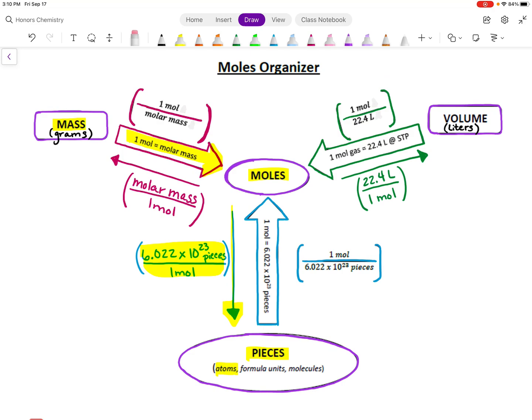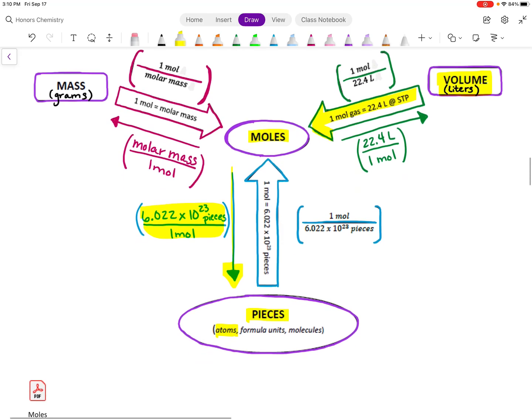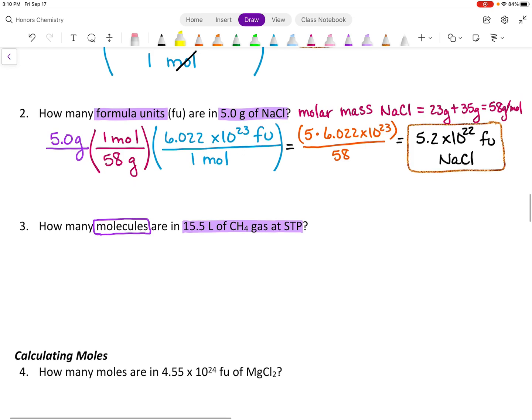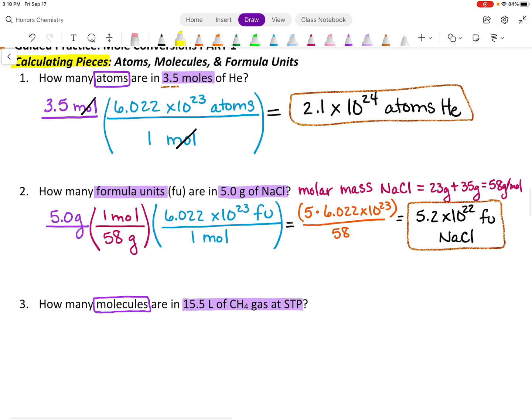So now if we go back up here, we're going to go out of this mass area, and we're going to be looking at volume this time. And we're going to go from volume to moles, and then from moles to pieces, just like we have in the previous steps. So let's give that a try. There are 22.4 liters per mole. That's the molar volume of a gas for an ideal gas. So we're going to start off with our 15.5 liters.